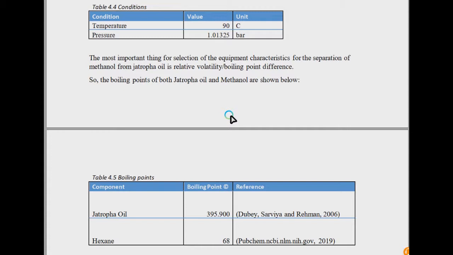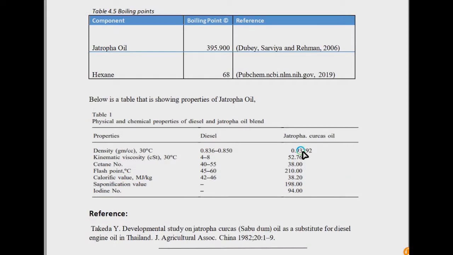Here, you first have to calculate the properties of the oil. Here, diesel is compared with Jatropha oil. The density, kinematic viscosity, and cetane number, most of them will not be used here, except the density or sometimes the viscosity, but they are discussed here for reference.